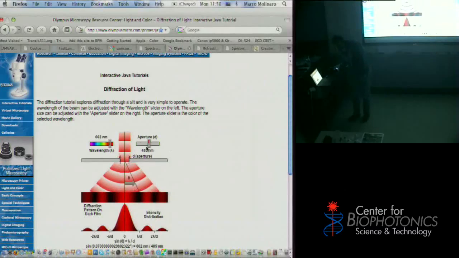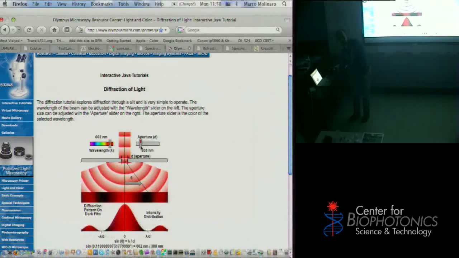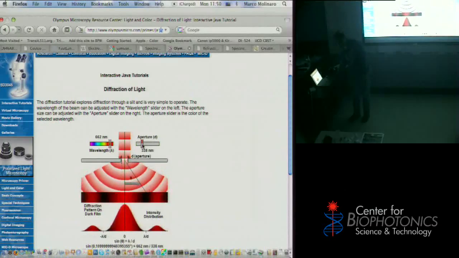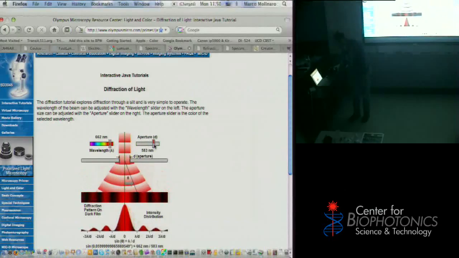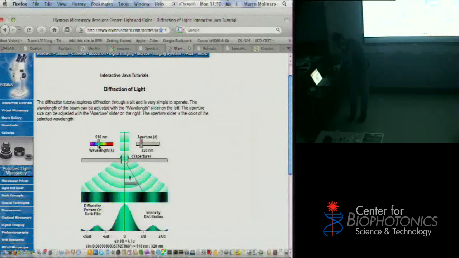If I change the size of the hair, a smaller hair makes them spread out more. A bigger hair makes them come closer. Okay? And if I change the wavelength, let's actually make this a little bit like this. One second. There's the blue. Oops.